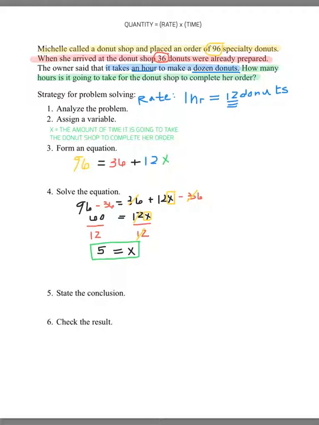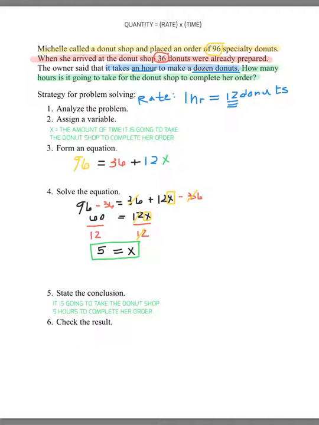So we have solved for the variable. Let us now go ahead and state our conclusion clearly. Since the question asked how many hours is it going to take for the donut shop to complete her order, we're going to state it as the following. It is going to take the donut shop 5 hours to complete her order. So there we go. Our conclusion is simply the question reworded in the form of a statement.